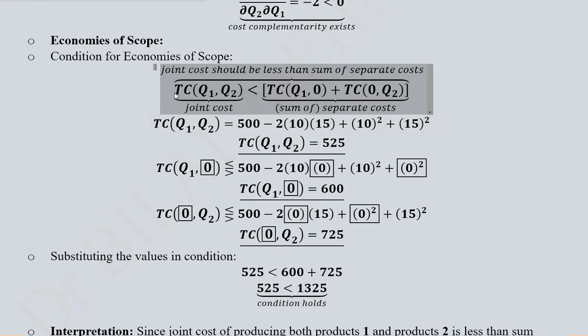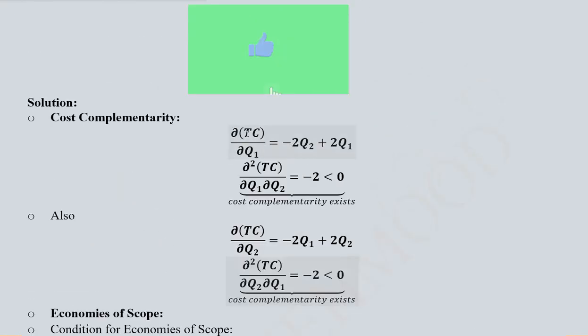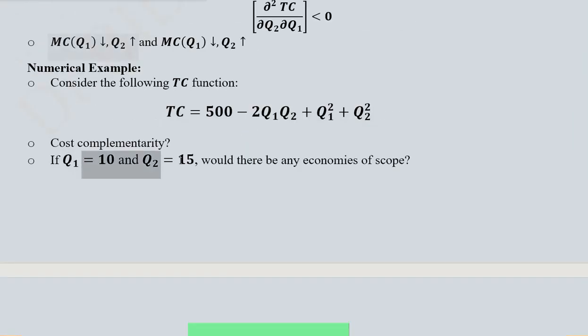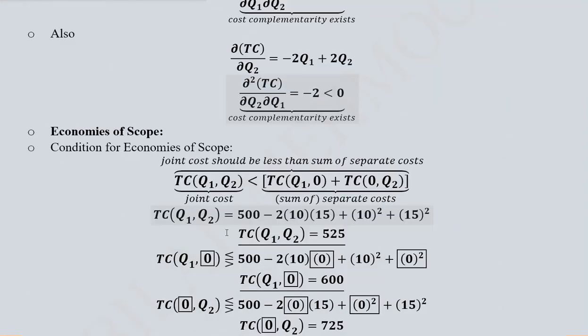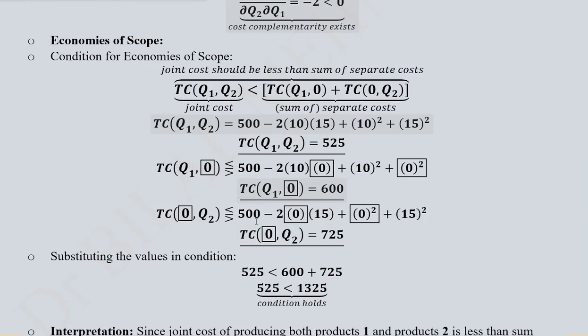So now we can assess these three values: the joint cost, the separate cost for Q1, and the separate cost for Q2. These are the values that we are already given, Q1 is 10 and Q2 is 15. These are the two values that we were given in the given information. So by putting these values, we have these three values that we were looking for.